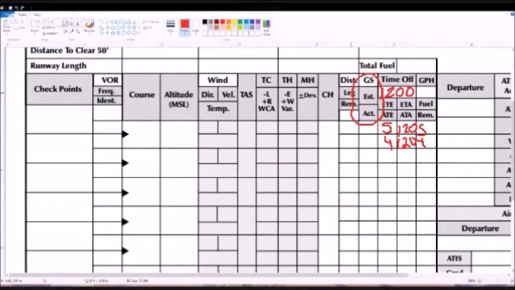To do that, you'd use your E6B by dividing your actual time en route by the distance of each leg. That's it. And that concludes how to fill out a navlog.